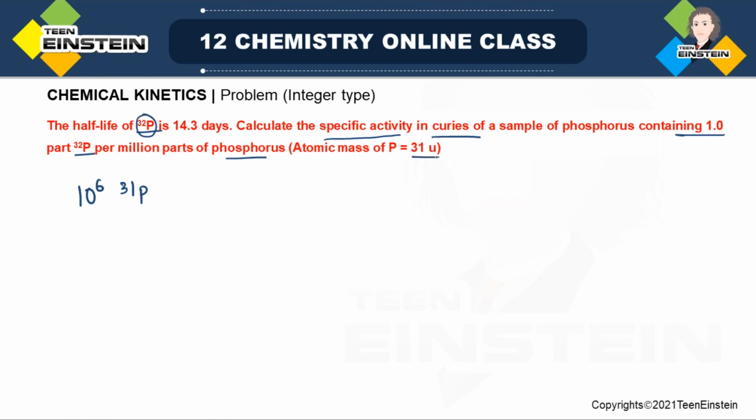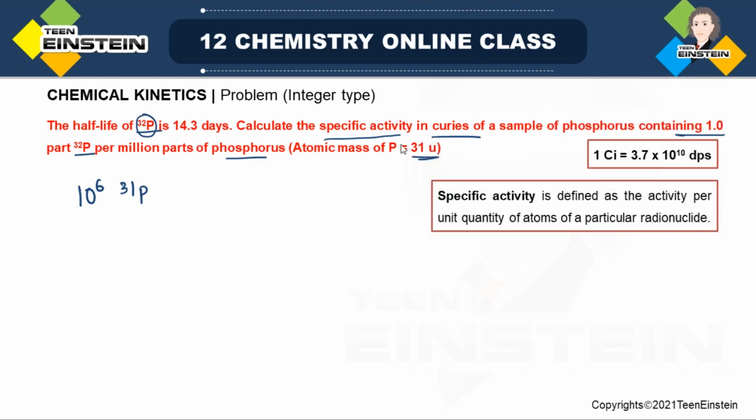The phosphorus which is present in higher percentage, that is the maximum abundance, is actually 31 phosphorus. But the phosphorus that is present in very minute amount is 32 phosphorus. So these two are isotopes of each other. And according to this information, we have to find out specific activity in Curie.